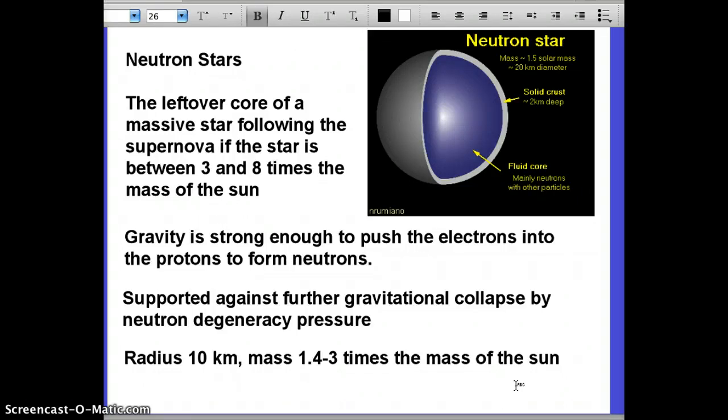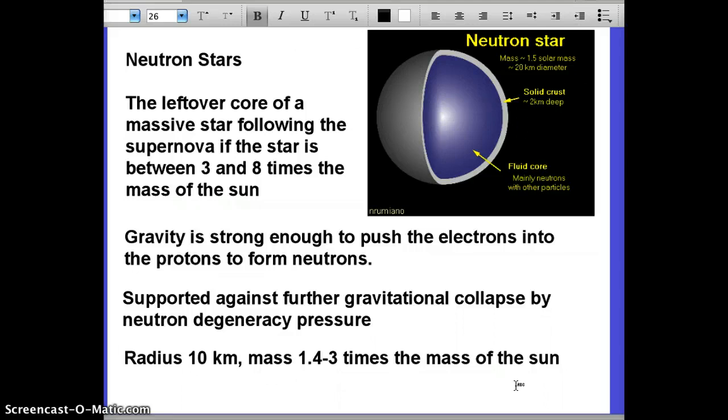And in this lecture, I'm going to tell you one of the possible fates of the core of the star. And this is going to be what we call neutron stars. And this is only going to happen if the original mass of the star was between 3 and 8 times the mass of the sun. That's the total mass of the star prior to the supernova. The core itself has to be between 1.4 and 3 times the mass of the sun.